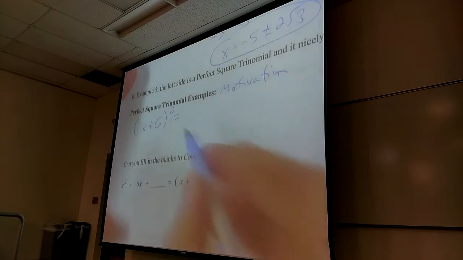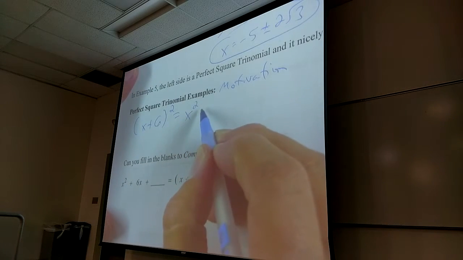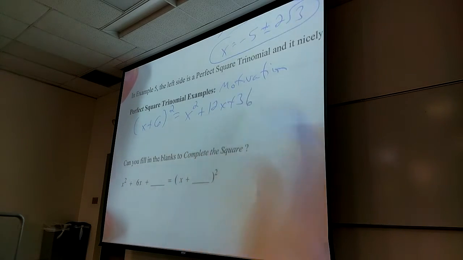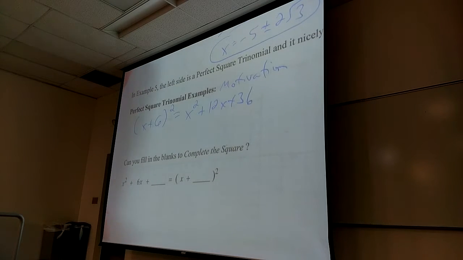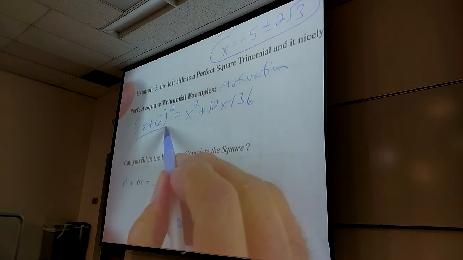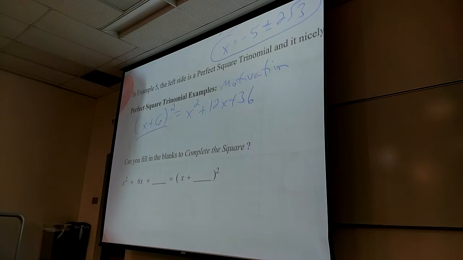All right, what do you guys get? x squared plus 12x plus 36. Is that cool? Please, if you got x squared plus 36, leave that to yourself. You have to write this thing twice and then FOIL it out.